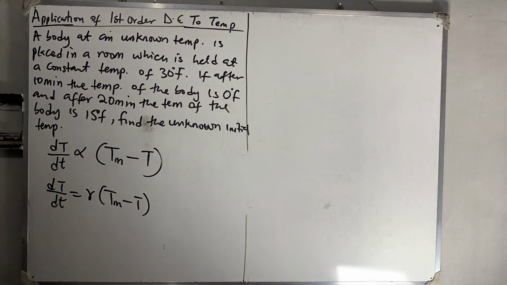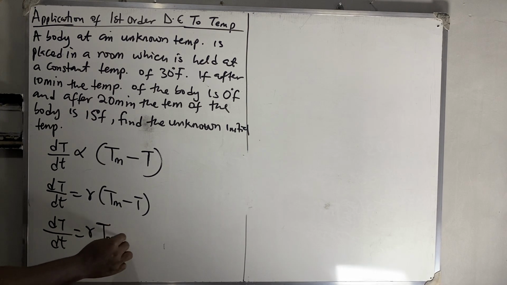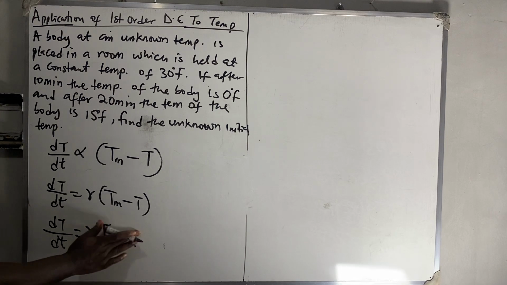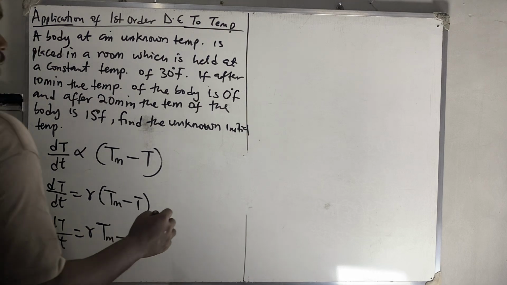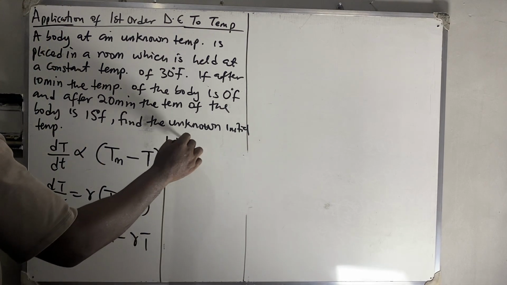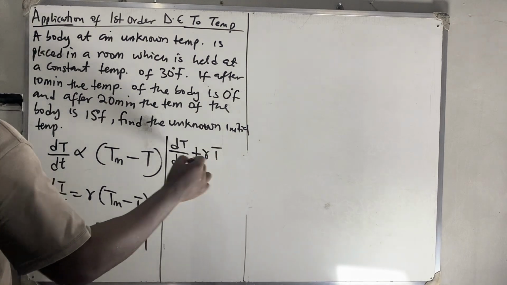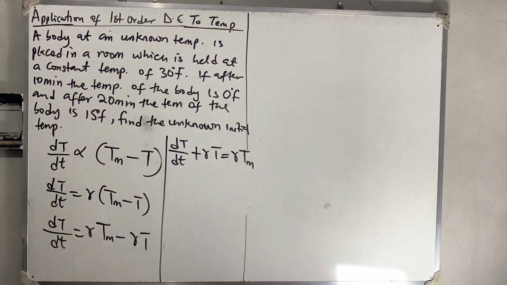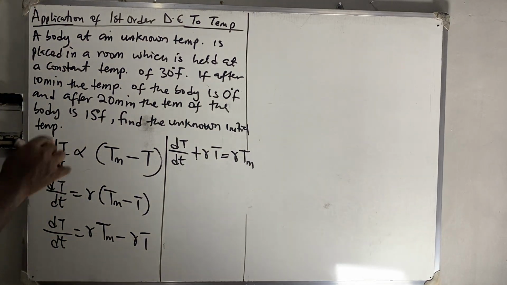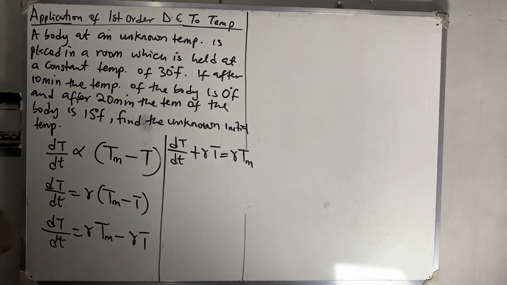So having this, if I open the bracket, I'm going to have that dT over dt is equal to rTm minus rT. So if this one moves to the other side, we're going to be having that dT over dt plus rT is equal to rTm. Okay? Now, if you look at this critically, you will see that this is a linear equation, first order linear equation.